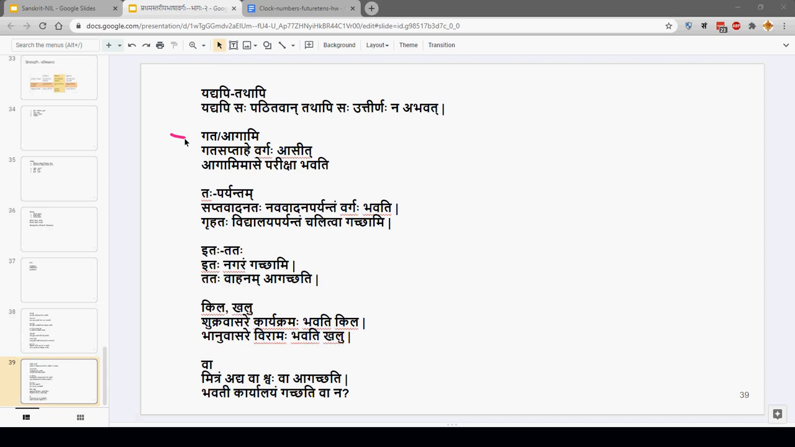Gata saptahe vargaha asit. In the last week there was class. Gata saptahe, I mean, note that the saptahe is saptami here. So gata is a prefix here, but the other noun remains normal to which it is prefixed. So that noun is normal, so it can take any vibhakti, vachanam, lingam, it doesn't matter. So it follows its natural course. So here it is saptami vibhakti. Gata saptahe vargaha asit.